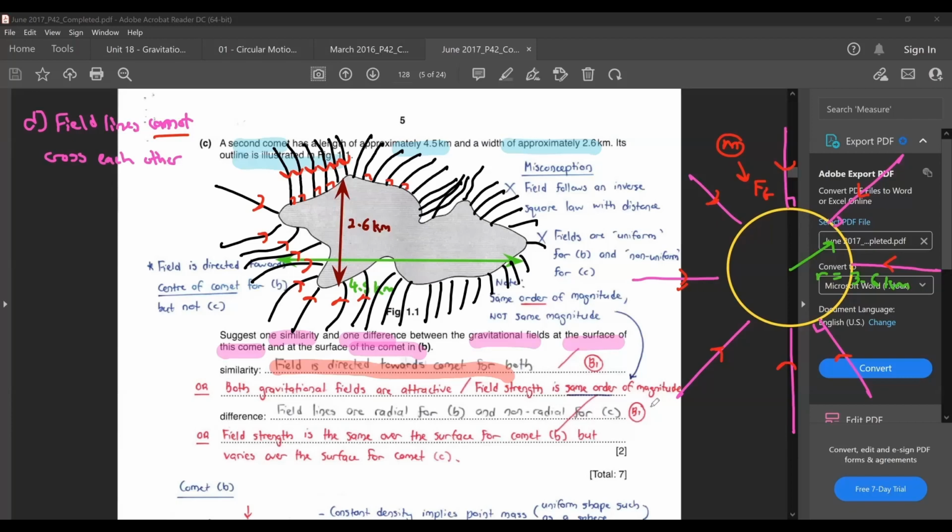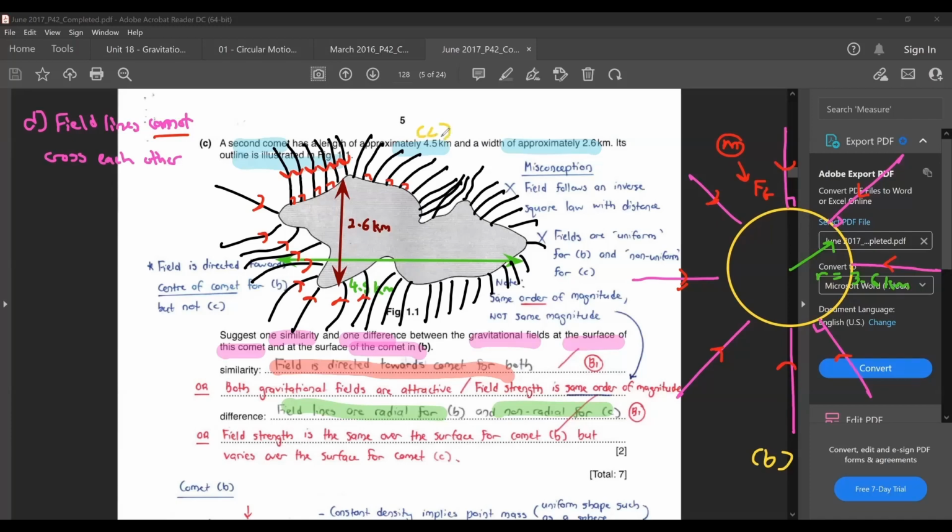And then what is the difference between those two? The difference between those two is that field lines for B was radial, and then for C is non-radial. Okay, this is actually comet B. This is actually comet C.